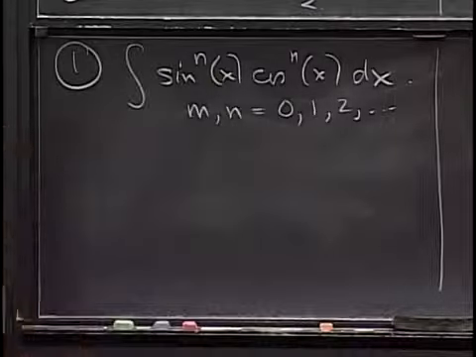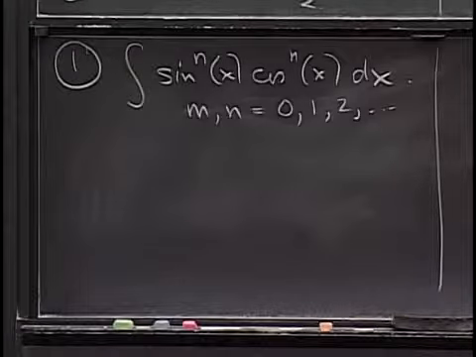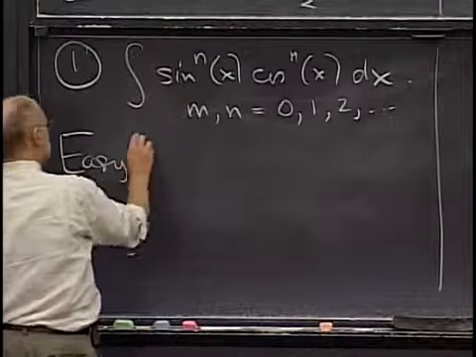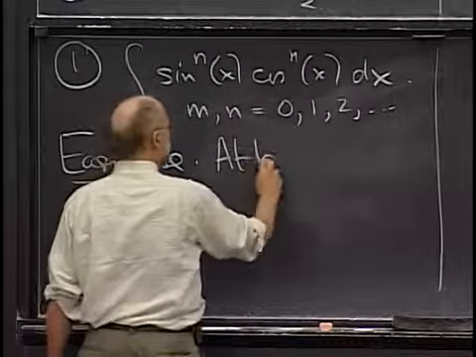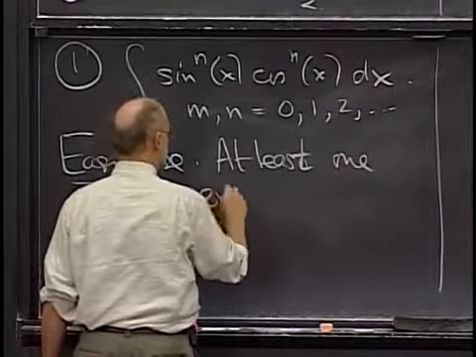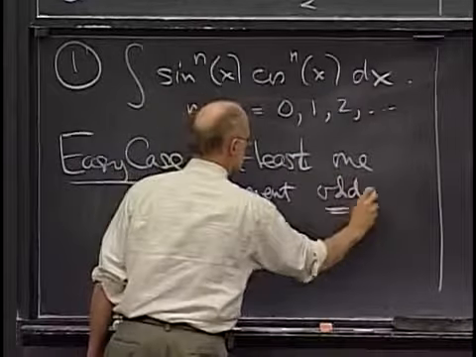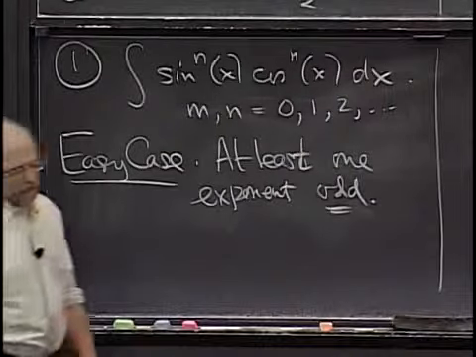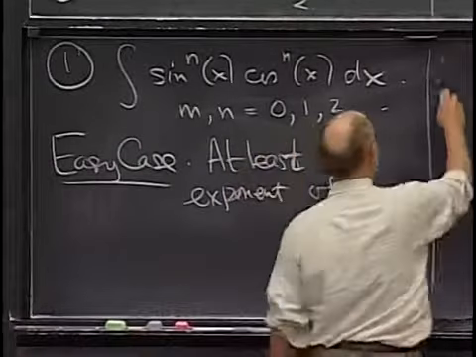Well, there are two cases to think about when you're integrating things like this. There's the easy case, and let's do that one first. The easy case is when at least one exponent is odd. That's the easy case. So, for example, suppose that I wanted to integrate, well, let's take the case m equals 1.